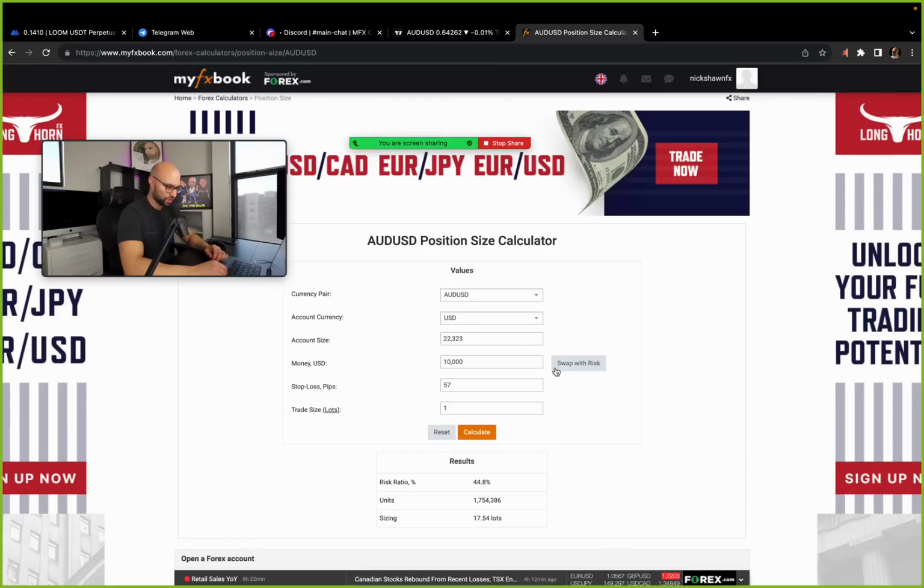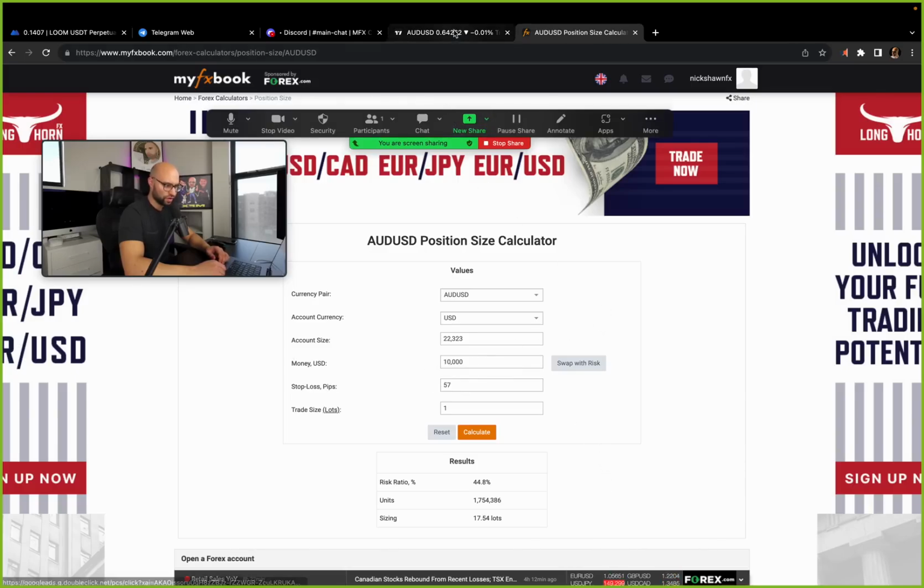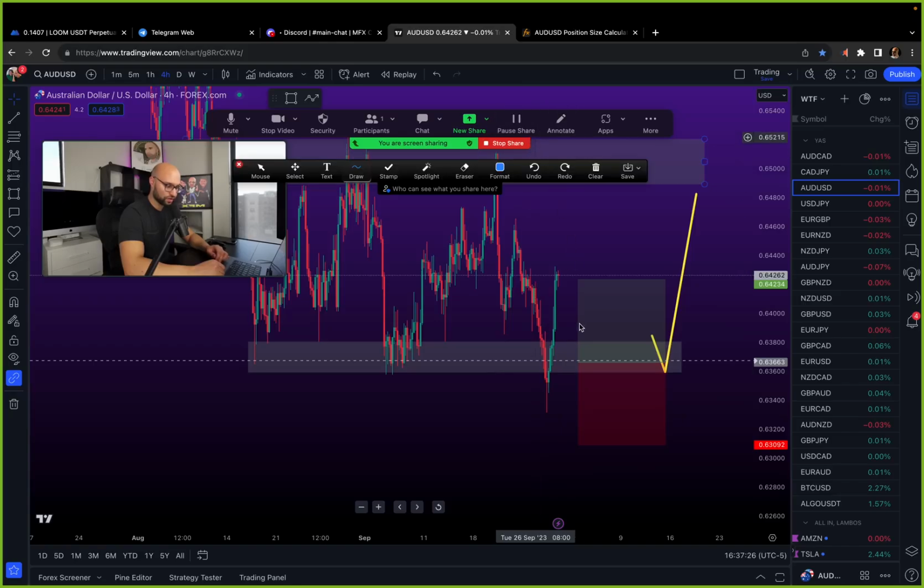So what does this mean? This just means that if I buy AUD USD with a 17.5 lot size, and I close the trade at a 57 pip loss, I will lose about $10,000. It also means that if it does in fact bounce at this zone, so it comes down here, starts to bounce and then goes up, I will make a $10,000 profit. And that's if I don't even add to the trade. And the worst case scenario is I lose 10,000.